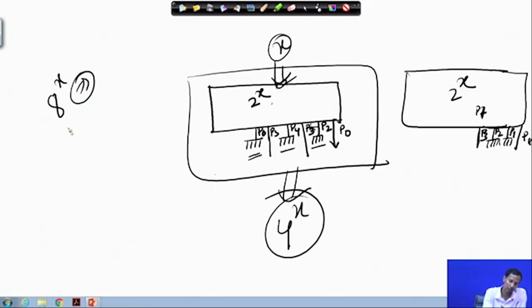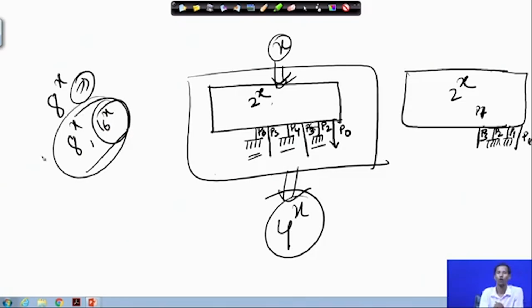Okay. So, that means any value of 8x or 16x or any values can be implemented using this 2 to the power x, but hardware wise there are no changes. Once you have implemented the 2 to the power x using this gate level, then you can easily implement the other functions of this.